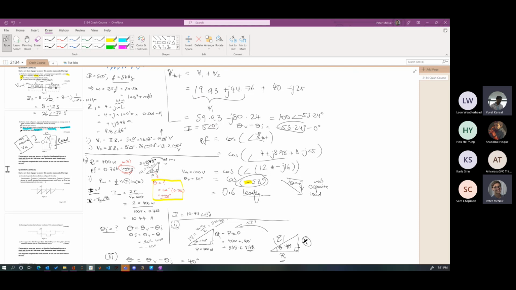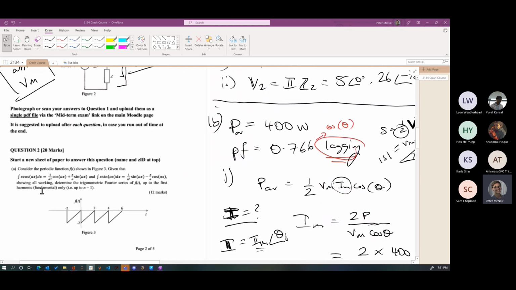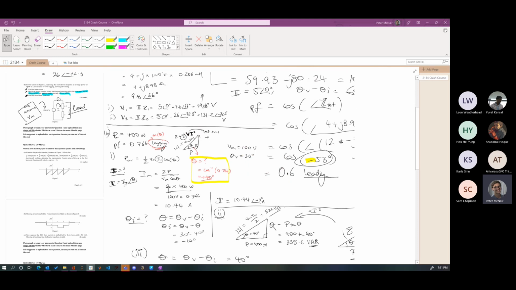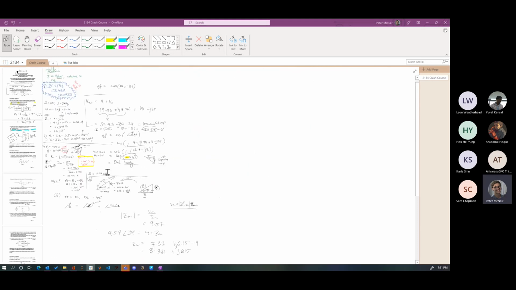Cool. Alrighty. So now it starts to get interesting. So we've done a little bit of circuits. Now let's look at some signals. So I might just try and grab all of this and move it around.